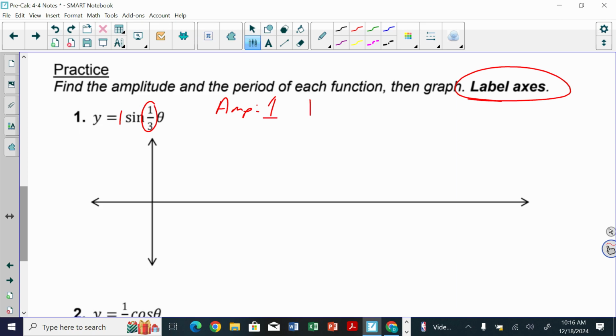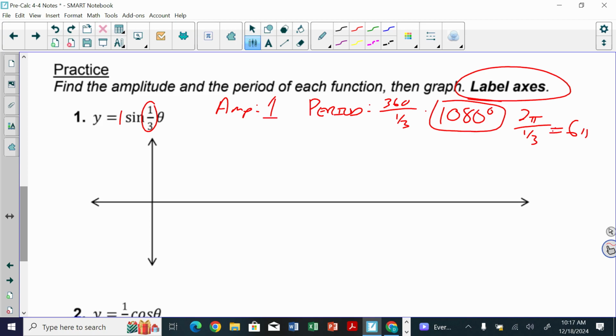So we're going to take our period, and that's how long it's going to take to repeat. So that's going to be 360 divided by 1/3, or 360 times 3, which comes out to 1,080 degrees. Or if you did it in radians, 2 pi divided by 1/3, or 2 pi times 3, which is going to be 6 pi. So we've actually got a much longer period.